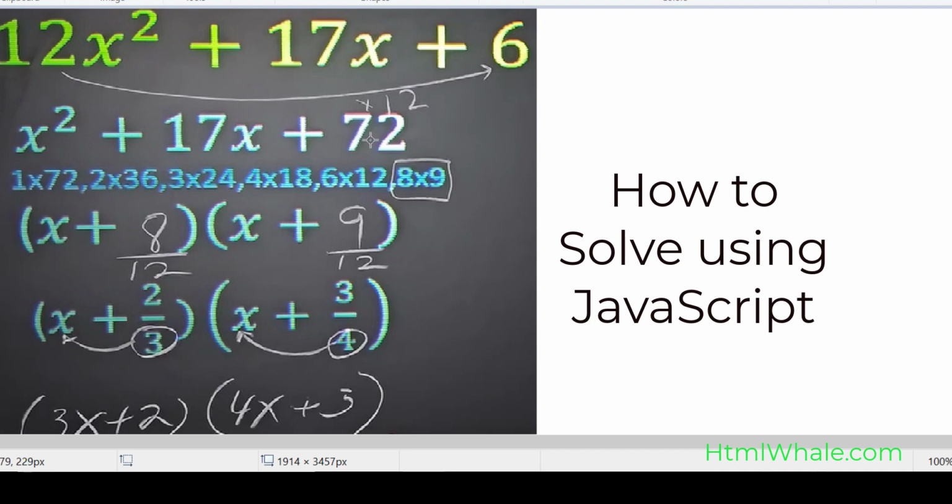And then we are going to extract those factors of 72 that when added up will give us 17. Upon getting those factors, we will place those factors and divide them by the coefficient of x squared. Now to do this in JavaScript we will have to extract the GCD. I will also write the code to extract the GCD, and that GCD will reduce 8 and 12 and 9 and 12 and finally rewrite the factors in this fashion that you see here, 3x positive 2 times 4x positive 3.